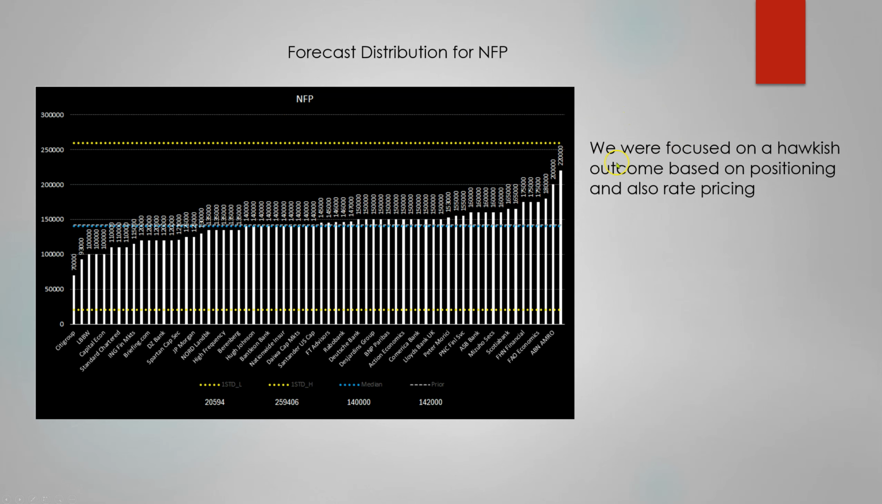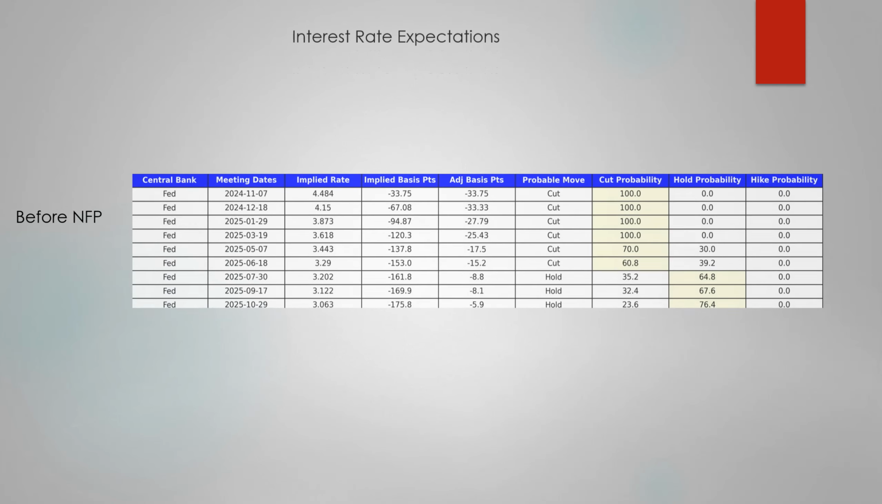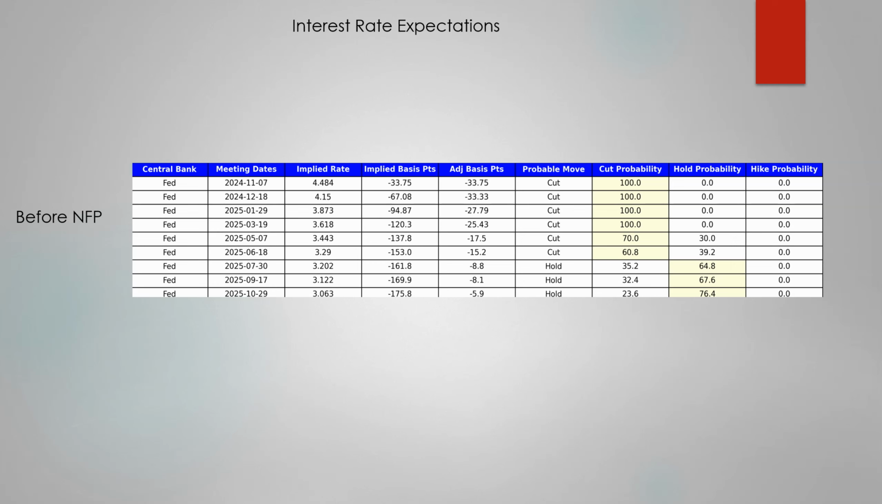And then for this particular NFP, we were focused on a hawkish outcome. The reason is based on positioning and also based on rate pricing, which I'm going to go into in more depth. So for rate pricing now, this was the interest rate pricing before the NFP. I have a full video talking about interest rate expectations, how to use this table and how to use it to find an edge in the markets, because it's very, very important.